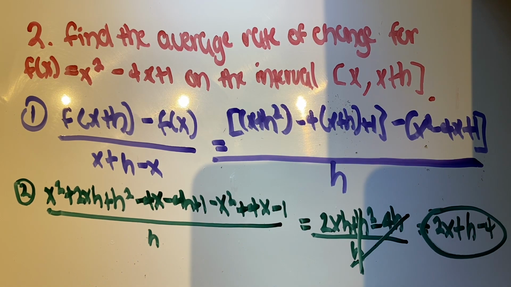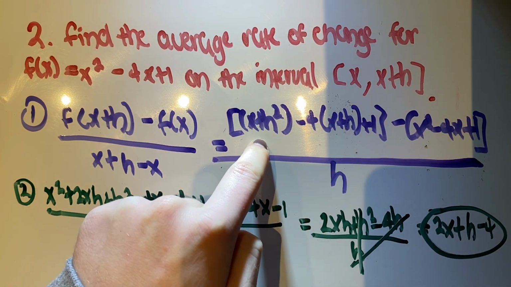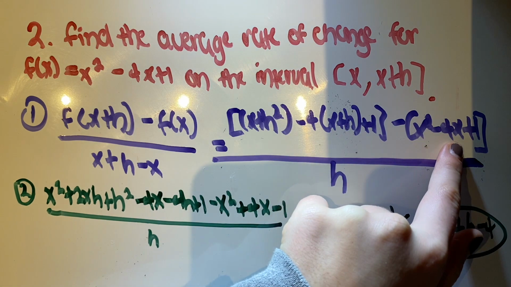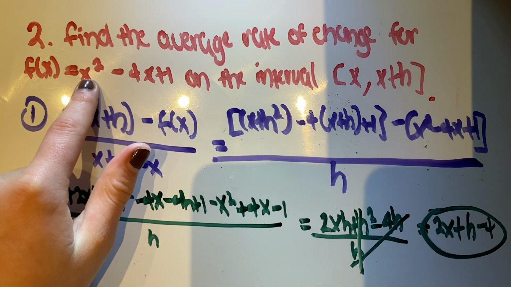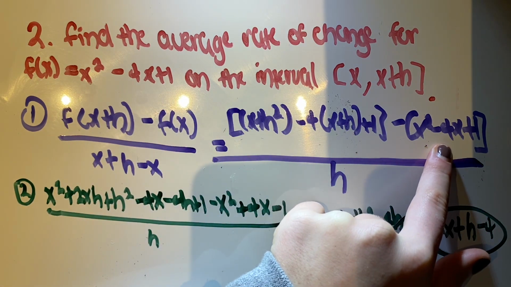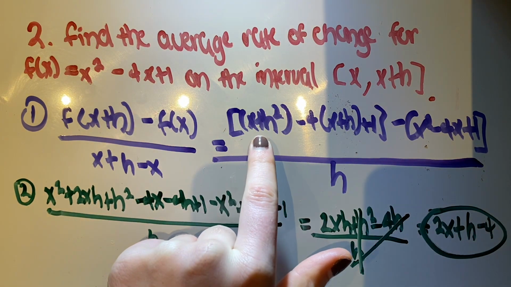This is where f of x is substituted for the function as a whole, as you can see with x plus h, x squared, negative 4x, from the equation x squared minus 4x plus 1. You can see the f of x here, and you can see the f of x plus h here.